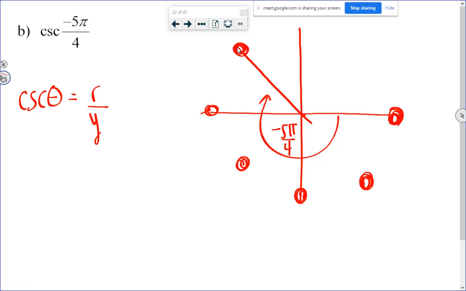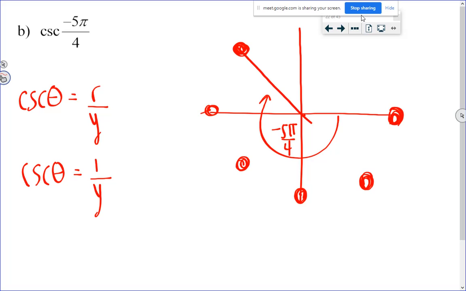But if we're looking at the unit circle, r is 1. So we need to know the y coordinate of this point so we can write out what 1 over it is. Well, the y coordinate is root 2 over 2. I'm going under the assumption here that you know the coordinates of that point are negative root 2 over 2, comma, root 2 over 2.